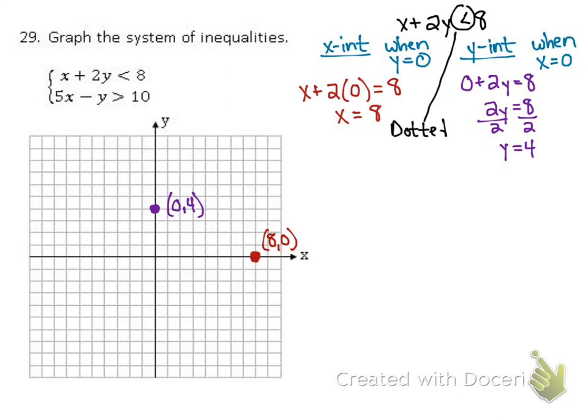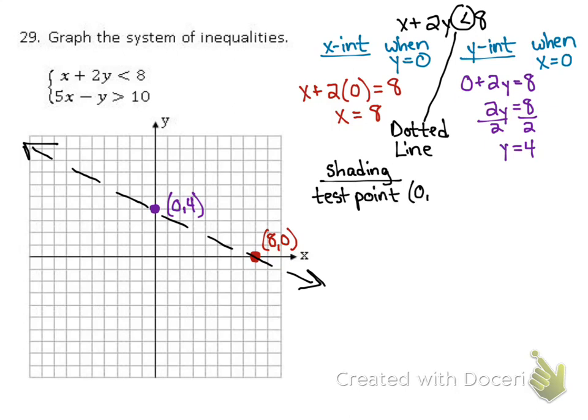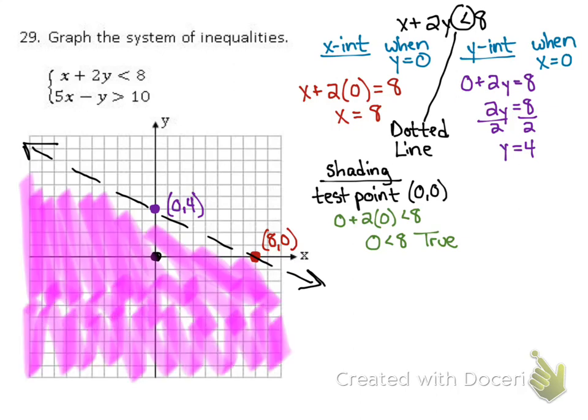Now I need to determine what type of line to use. There's no line under the inequality sign, so I'll use a dotted line. Then I need to figure out what side to shade. Again, I'm going to use 0, 0 for my test point. When I plug that into the inequality, I get a statement that reads 0 is less than 8, which is true. So I'm going to shade the side that includes 0, 0, because that gave me a true statement.